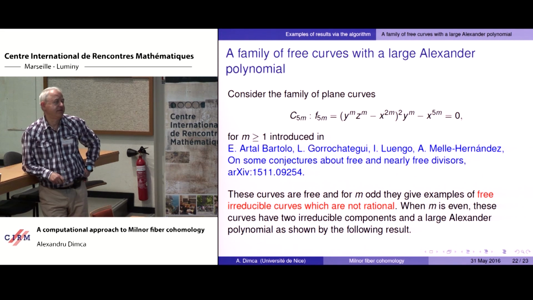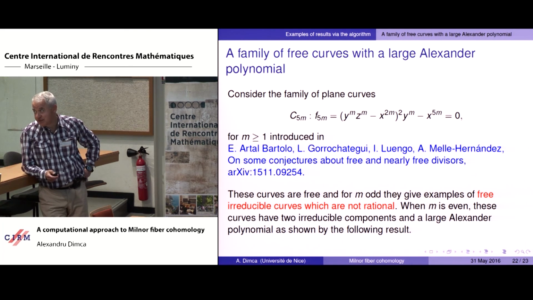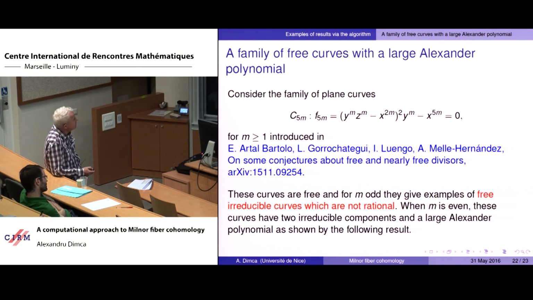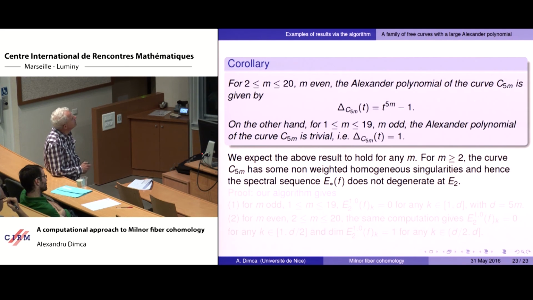Because a short time ago, maybe 2 years ago, the only examples of irreducible free curves were given by Simis and Pochoniano, and all of them were rational. And so I asked the question, is it true that any free irreducible curve is rational? And the answer is no. And there are a lot of examples giving these examples. And what is interesting about them is that they have large Alexander polynomials, as you see.